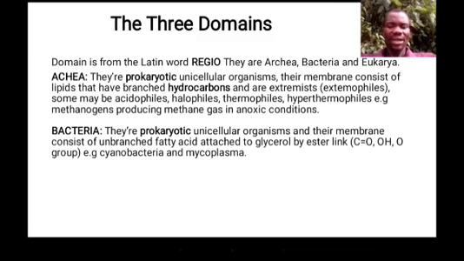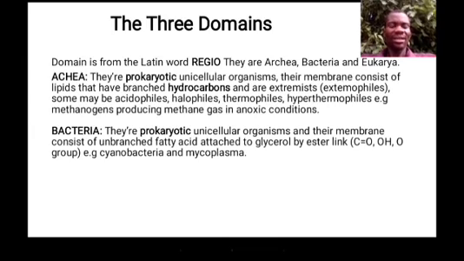The second domain are the bacteria. They are also prokaryotic unicellular organisms, and their membrane consists of unbranched fatty acids. Unlike the archaea, they are branched. The archaea membrane consists of branched hydrocarbons, but the bacteria contain unbranched fatty acid attached to glycerol by ester link.